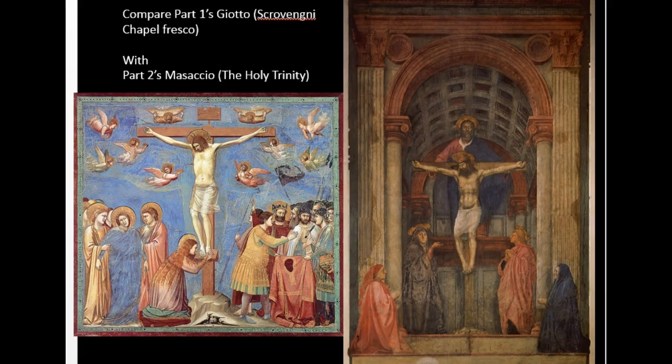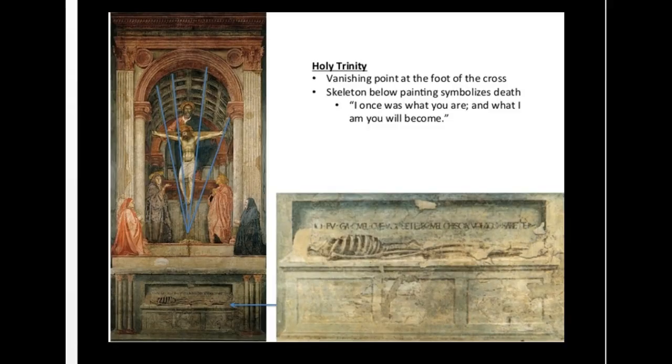In any event, this might be a nice comparison. You can stop the slide and do this on your own. Here's Giotto's crucifixion, and here is a crucifixion-ish thing by Masaccio. Do you see the differences? Do you see the ways in which spatial illusion has gotten more sophisticated here? Things that are the same, things that are different.